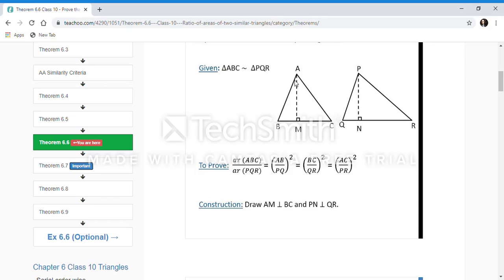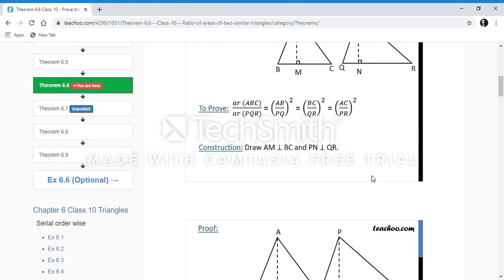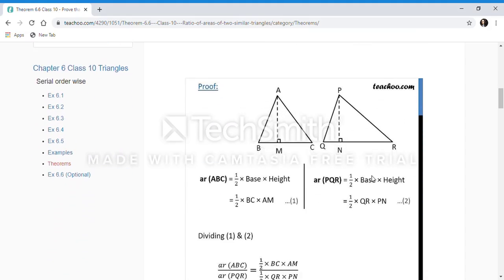For this, if we want to find the area of this triangle ABC, how do we find it? We know the formula: half into base into height. That means we take BC as the base and construct a perpendicular from the opposite vertex, that is A. Here AM is the perpendicular on BC. Similarly, PN is the perpendicular on QR. This is the construction part of this theorem. Then we are going to prove.